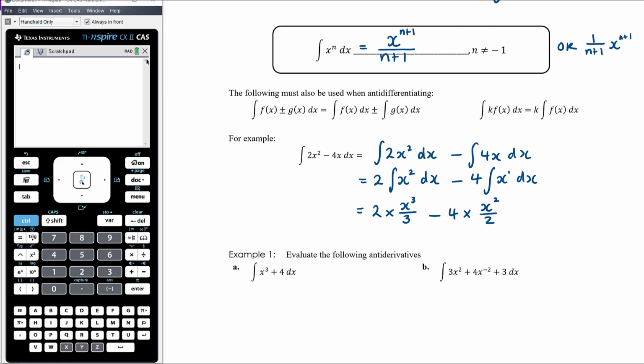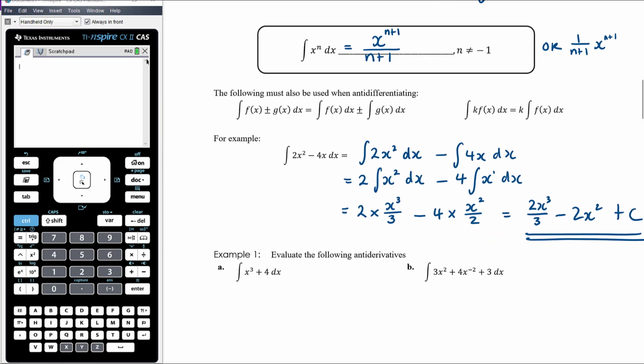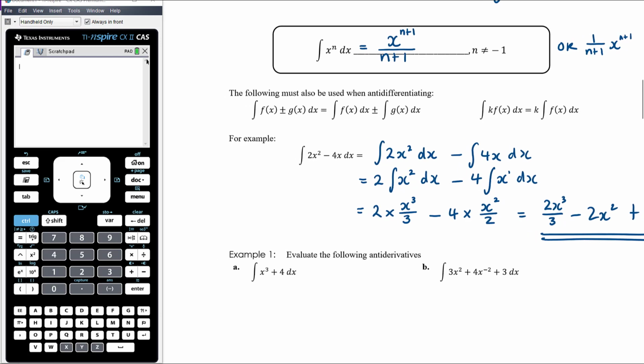And then let's just tidy up those fractions where we can. So that is 2x cubed on 3 and minus 2x squared. The 4 and the 2 will cancel down there. And, sorry, left off my all-important plus c. Okay? There may well have been a constant value that when we differentiate would have disappeared, and so therefore when we anti-differentiate we can't know whether or not there was a constant without further information.